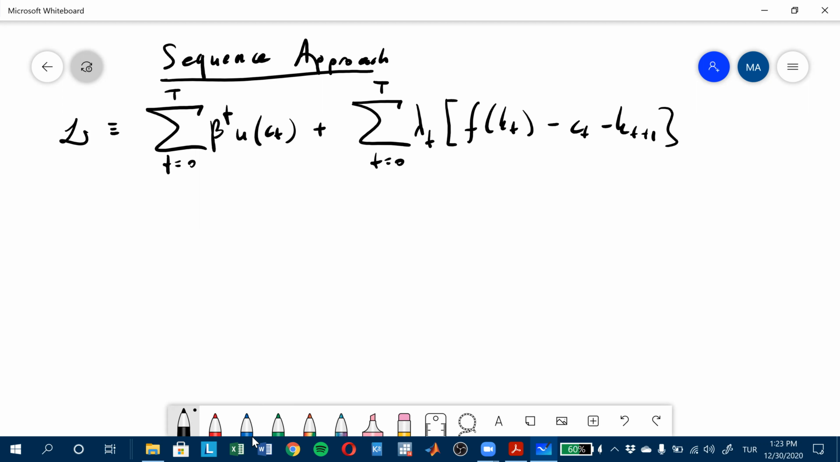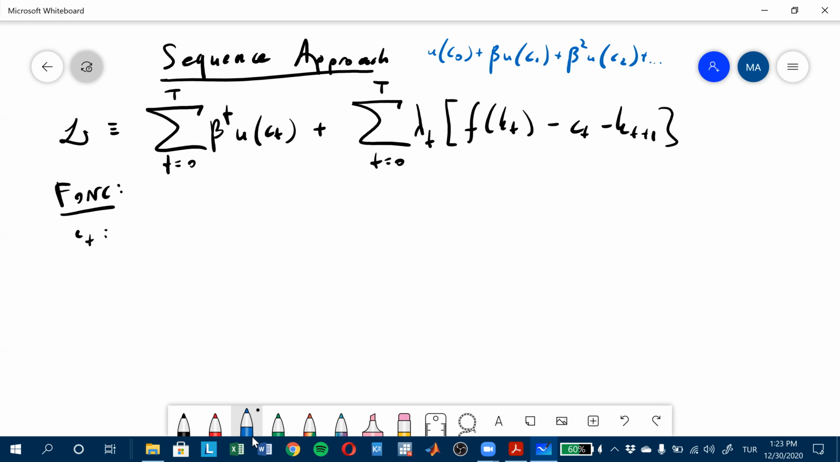Now you want to write the first order necessary conditions, obviously. Now I'm going to do that in this way. For C_t, notice that this is all additively separable. So if you want to write the utility explicitly, you have something like this.